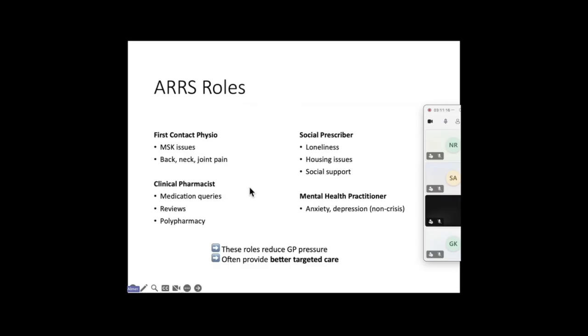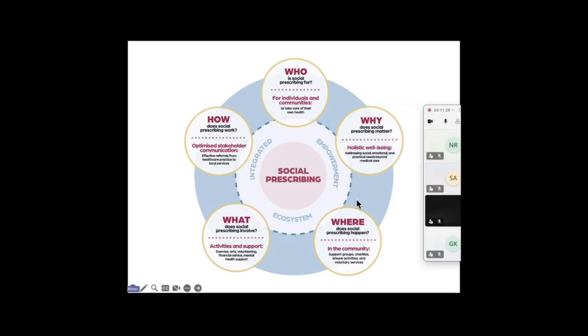We used to have a respiratory pharmacist. Anything on respiratory, I would just go to him because he knew it. So, can you put some of your COPD and asthma patients in with him instead? Social prescribing is for individuals and communities to take care of their own health. What is your experience of social prescribing and what do you all think about it? Have you ever had much experience with it?